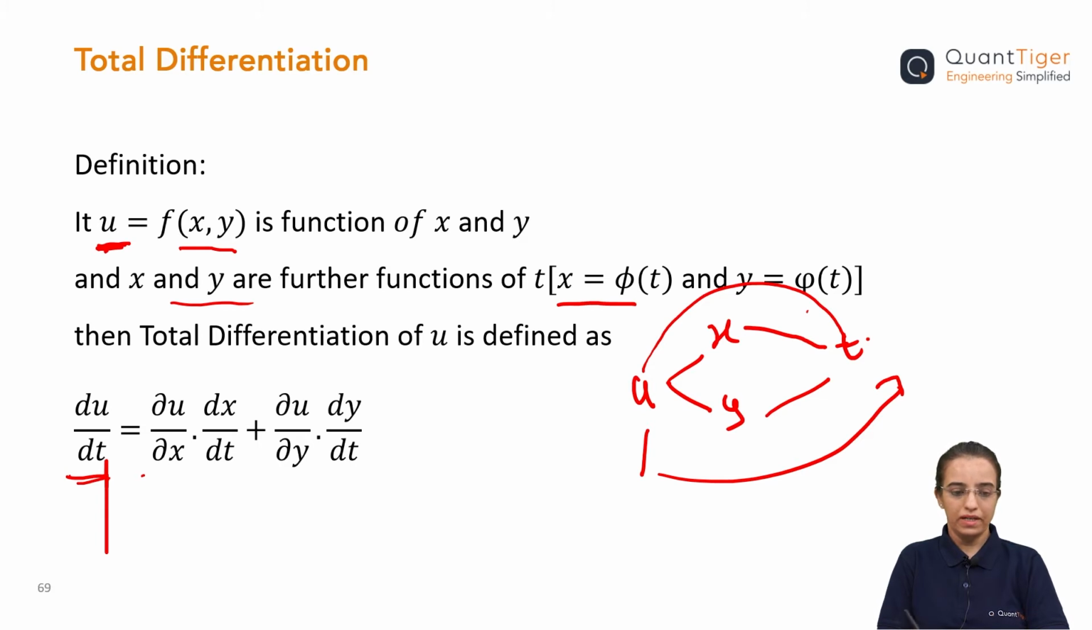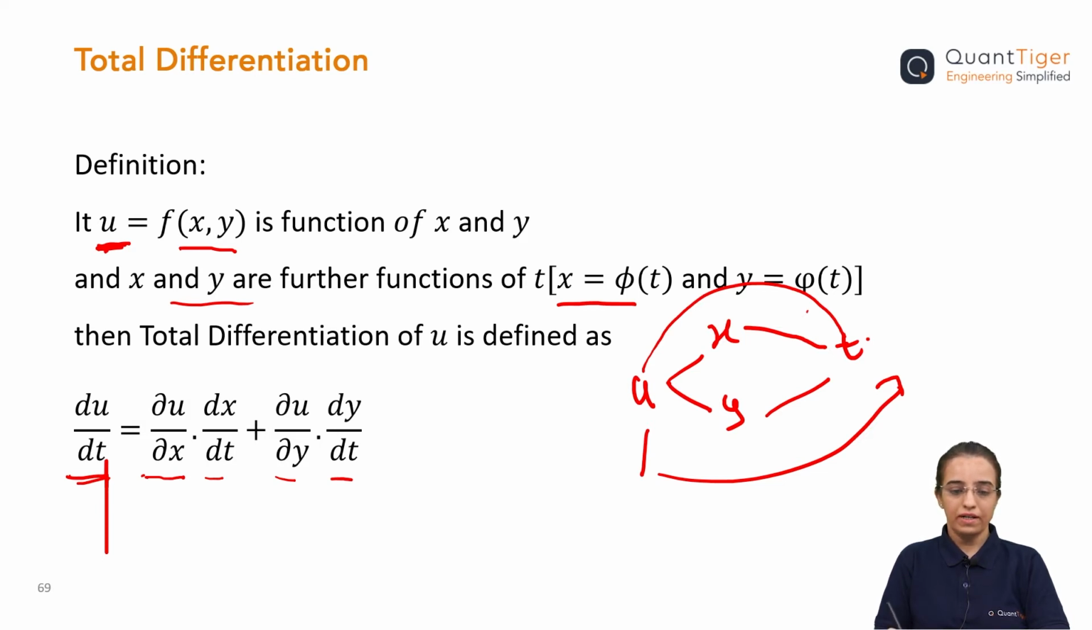So du by dt is equal to del u by del x into dx by dt plus del u by del y into dy by dt. If you look here, the first term is written in terms of del, the next term in terms of d, again here in terms of del, and here in terms of d. Understanding this will be better if you want to remember it properly or correctly.